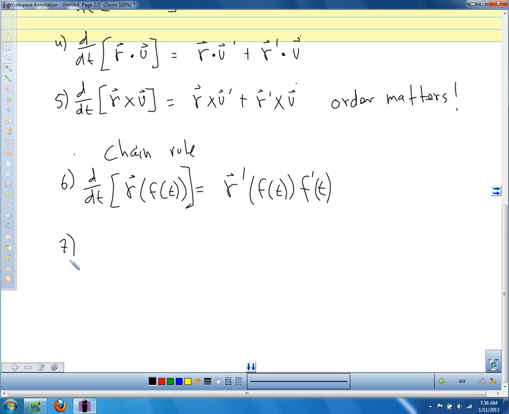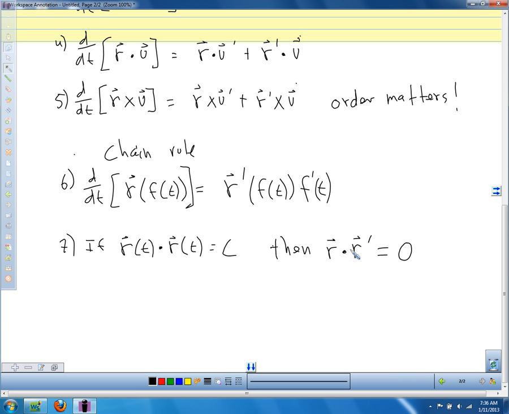Two more properties. If r dot r is a constant, then r dot r prime equals 0. This is an important one. This one comes up later when we start talking about derivatives of vector valued functions in terms of velocity and acceleration.